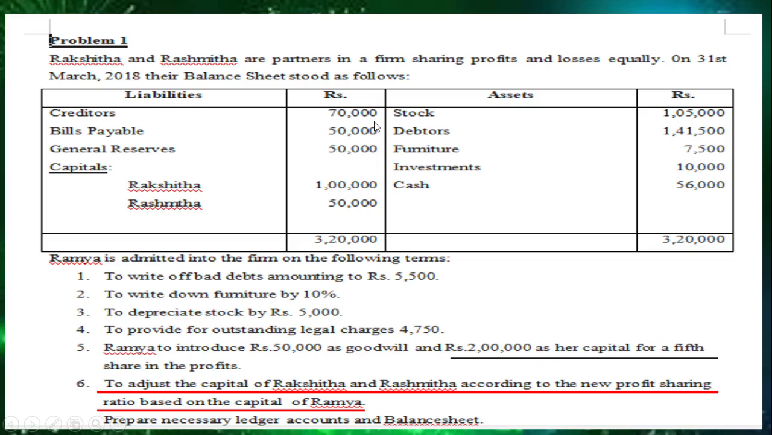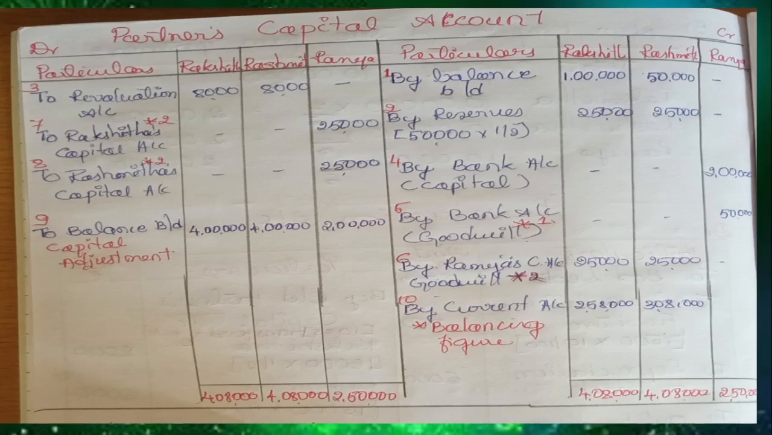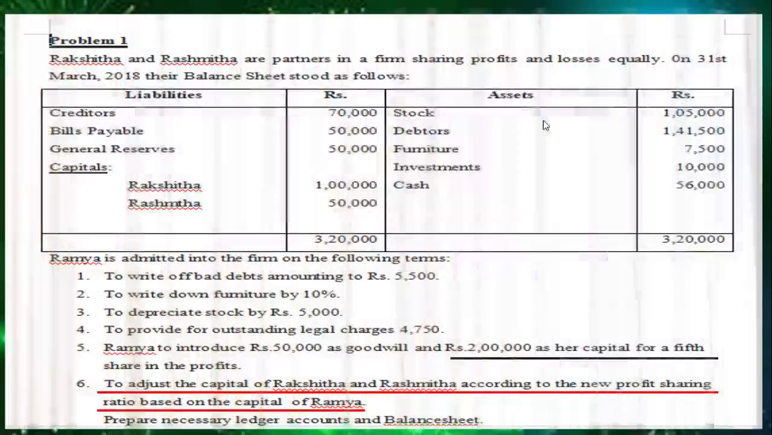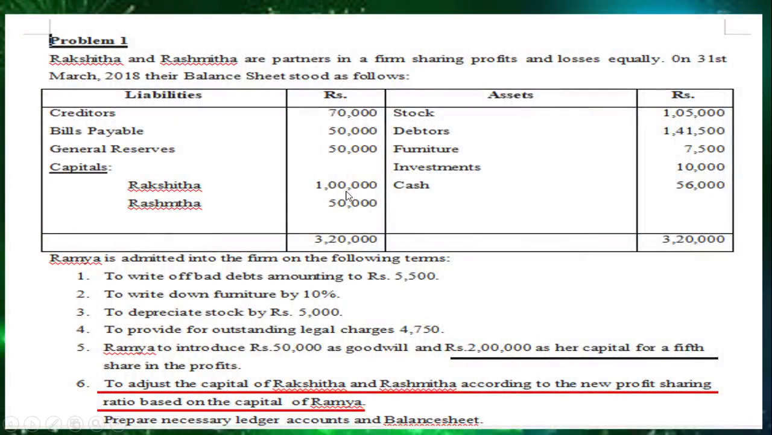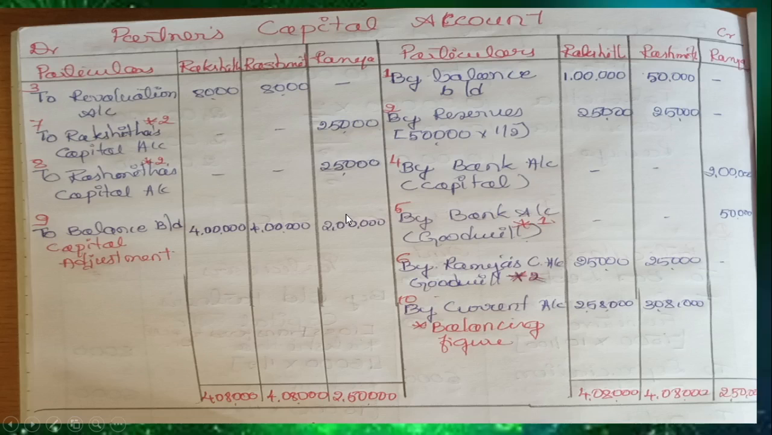So I'll proceed further. So the next step is the preparation of partners capital account. So here partners capital account Rakshita, Rashmita and Ramya. In this particular case, the first entry is the capital brought down. So in the old balance sheet, the capital of Rakshita is 1 lakh and Rashmita is 50,000. That I have brought down here.